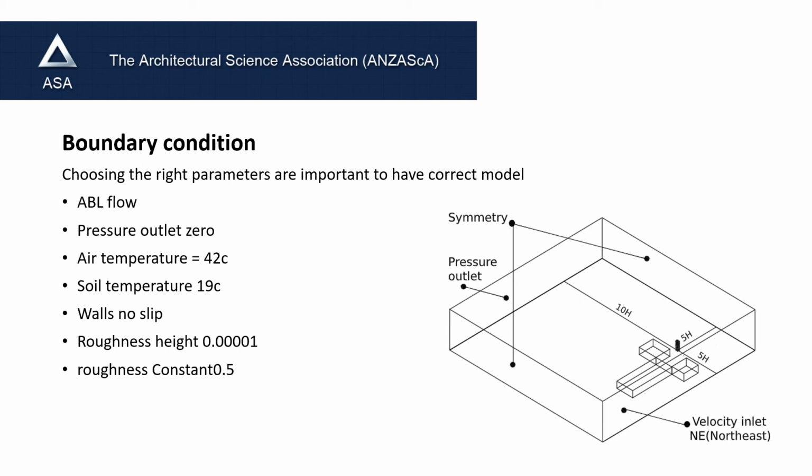Boundary conditions are an important parameter to have a correct model and a correct CFD simulation. Choosing the right parameters is important. Modeling ABL flow is really important to have correct results, and it was discussed in the previous slide. The pressure outlet is set to 0, air temperature is 42 centigrade, soil temperature is 19 centigrade in this study, and no slip was used as the wall condition. The roughness height is as you see in this slide, and the roughness constant is equal to 0.5 in this study.